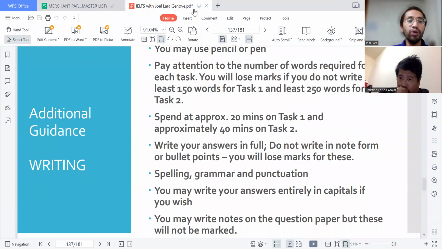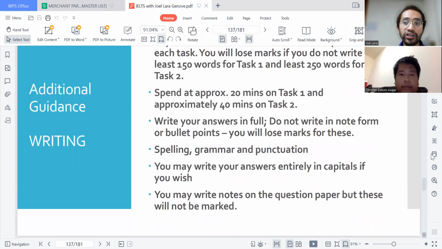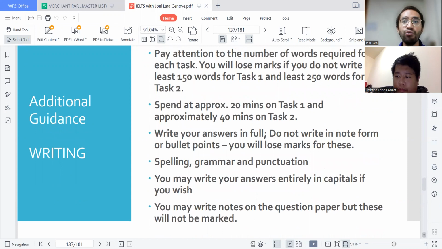Let's move to General IELTS exam writing task 1. For task 1, you will be asked to write a letter. Pay attention to the number of words required for each task. For this, 150 words. You will lose marks if you do not write at least 150 words for task 1.